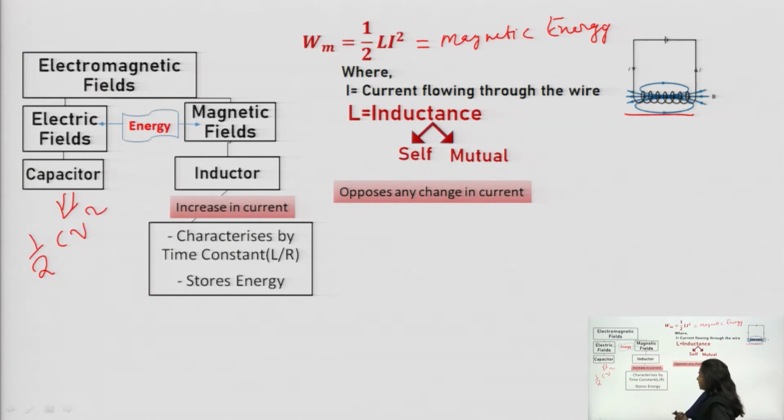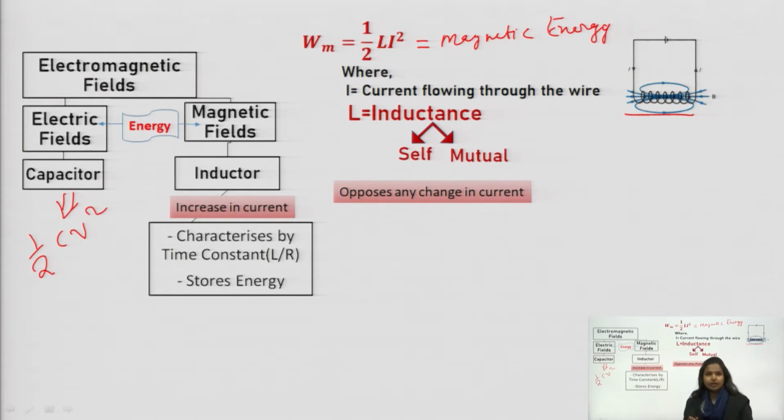If we define an inductor, an inductor is a device which stores magnetic energy, and inductance is a property of a conductor by virtue of which it opposes any change in the current. Further, due to this property, there is an increase in current which is characterized by time constant, which is equal to L by R. Further, it stores magnetic energy. In the same way, electrostatic energy is stored with the help of a capacitor and the value is half Cv square.